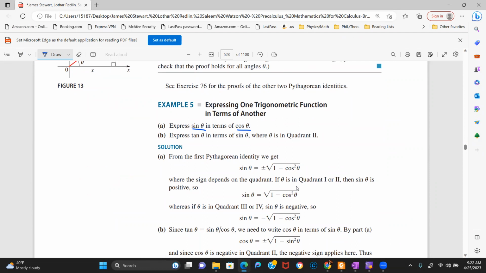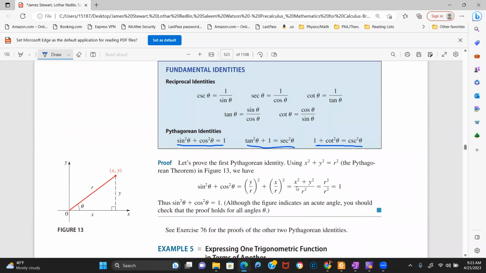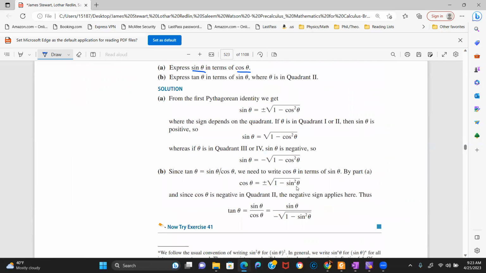Oh, okay, yeah, sure. So by the Pythagorean theorem right here, you can subtract cosine squared from both sides. So it would be 1 minus cosine squared, and then take the square root to get this, and you got a plus or minus. Depending upon what quadrant you're in, you're going to use either the plus root or the minus root.